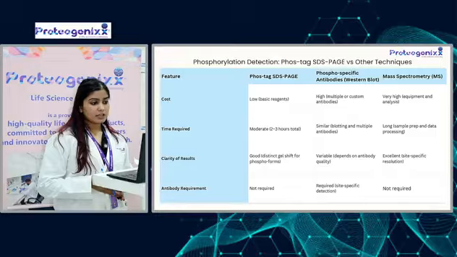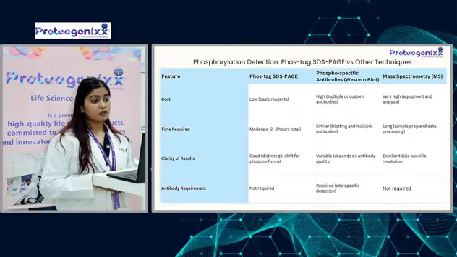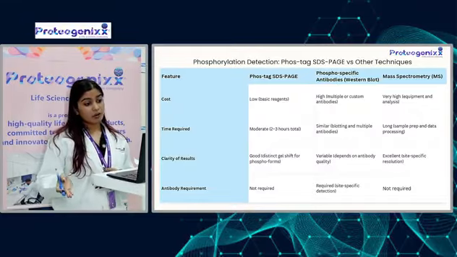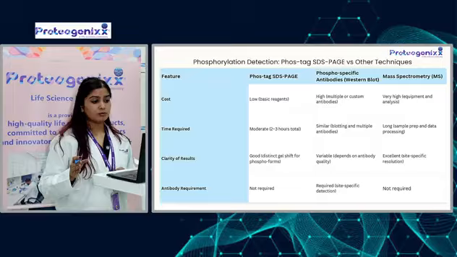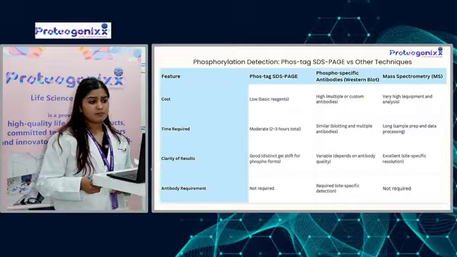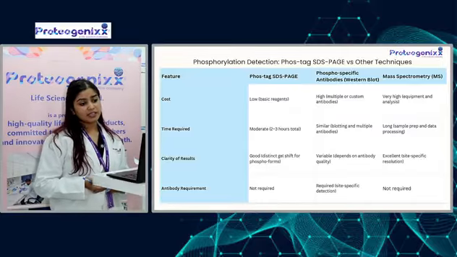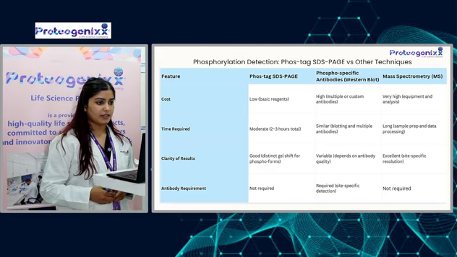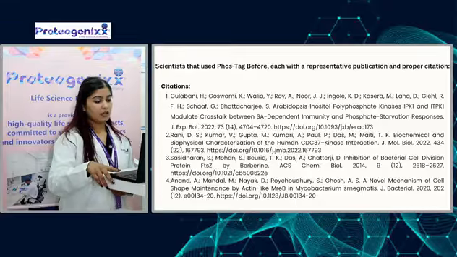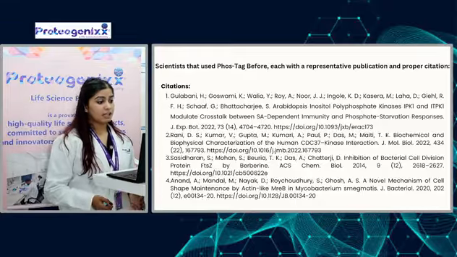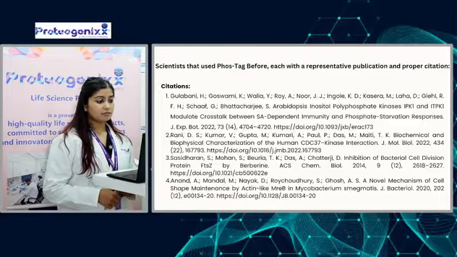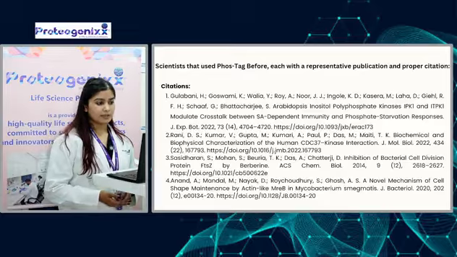Other than that, as for clarity of result, Phos-tag SDS-PAGE gives very good, distinct band shifts. When you are doing Western blotting, it gives variable results which depend on the quality of your antibody. And when we are talking about mass spectrometry, it gives excellent site-specific resolution, but you know that it is very expensive because of the advanced equipment that we use. So these are some citations from renowned scientists who have successfully used Phos-tag, and there are other scientists also which are not listed here.